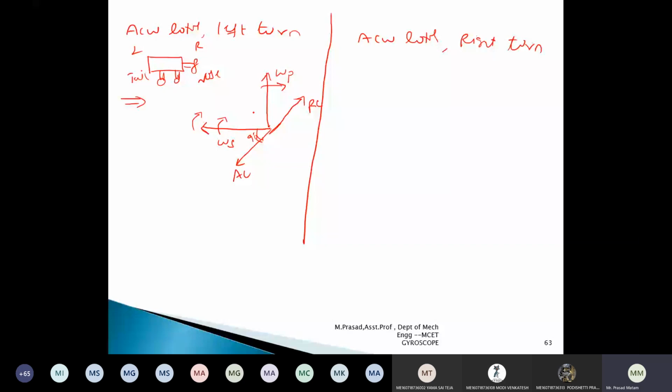This one has to move downwards. And this one has to move upwards. This is my left side and right side. Now tell me the answer here, how the reactive couple is acting.